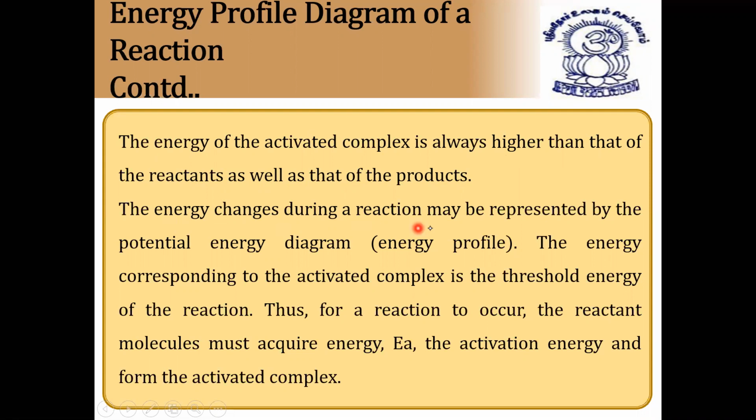The energy change during a reaction may be represented by the potential energy diagram. This potential energy diagram is very, very important: reaction coordinate versus potential energy. The energy corresponding to the activated complex is the threshold energy of the reaction. Thus, for a reaction to occur, the reactant molecules must acquire a minimum energy, called the energy of activation, and form the activated complex, the threshold energy. So, next.